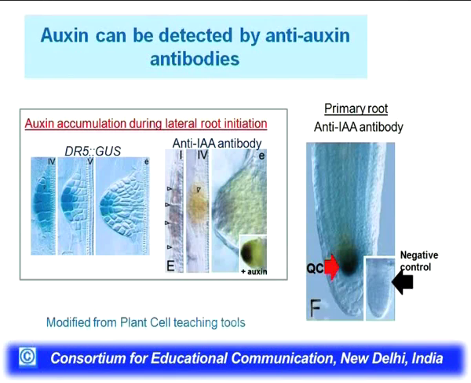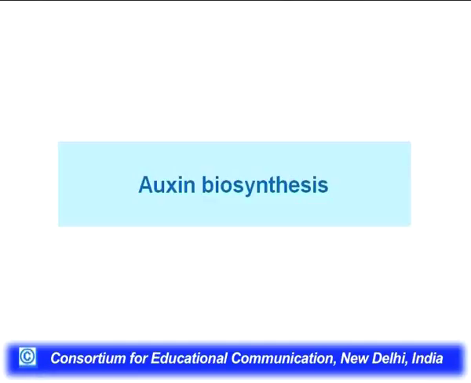Another tool which is used is antibodies. An antibody can be used which can bind with the auxins, and you can see this is the antibody binding, this is the DR5 GUS binding. So, this is a root. In the root tip, you can see here a lateral root tip, similarly you can see the antigen antibody binding over there. So, there are many techniques through which auxin accumulation can be studied.